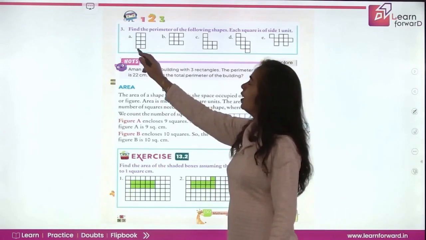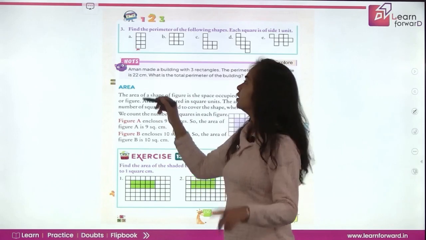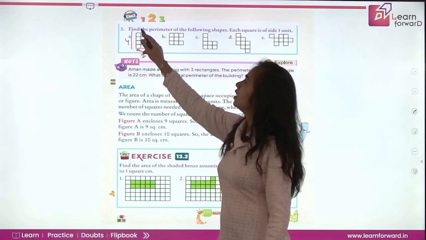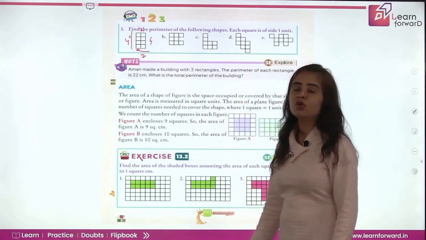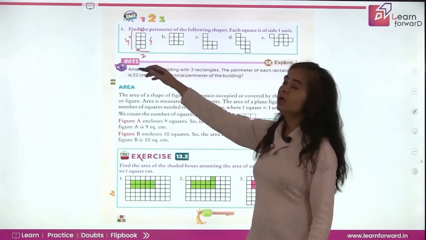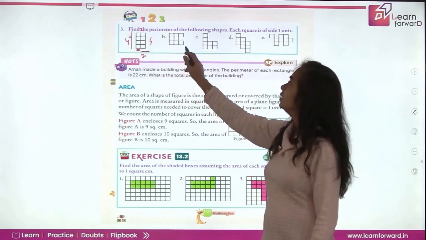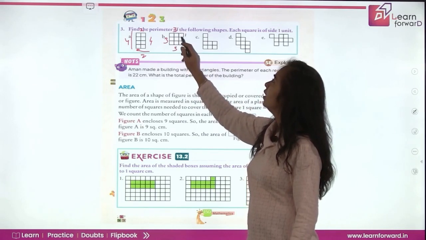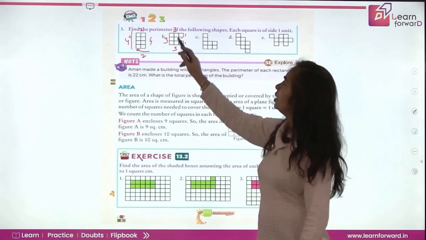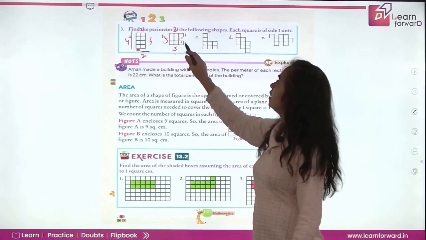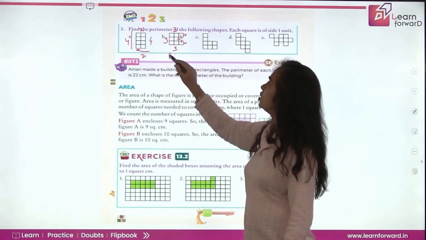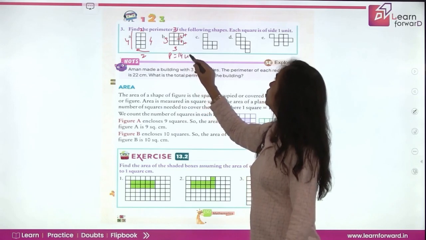Coming to next, find the perimeter of the following shapes. So this is 1 unit. So here it is 2 units. This is 4 units. Again 2 units, 4 units. This is how you will count and you will get to know the length of each side. This is 3, then 3, another 3. This is 1, another 1, another 1, another 1, another 1. Right? So total how many are there? 3, 3, 3 is 9, then 10, 11, 12, 13, 14. So the perimeter of this shape is 14 units.